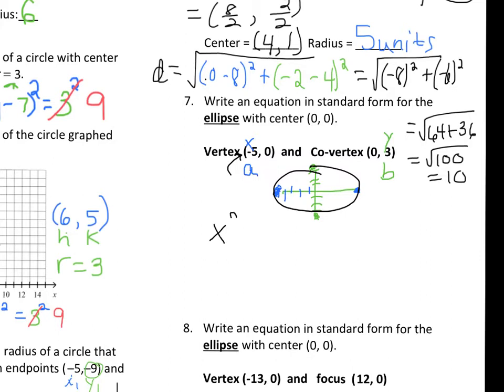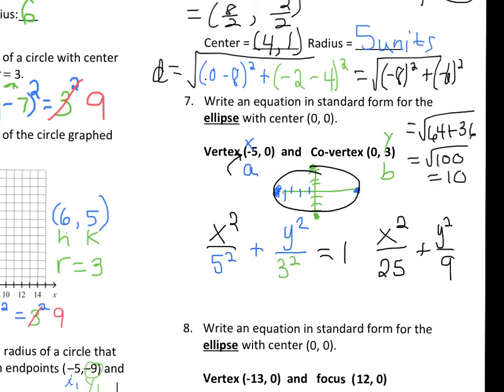So underneath the x squared, we're going to put the 5 squared. Ellipses have a plus sign in the formula. Then we'll put the y squared, and underneath that we'll put the number for b, which is 3, and square it, and ellipses always equal 1. So let's just simplify. This is going to be x squared over 25 plus y squared over 9 equals 1.